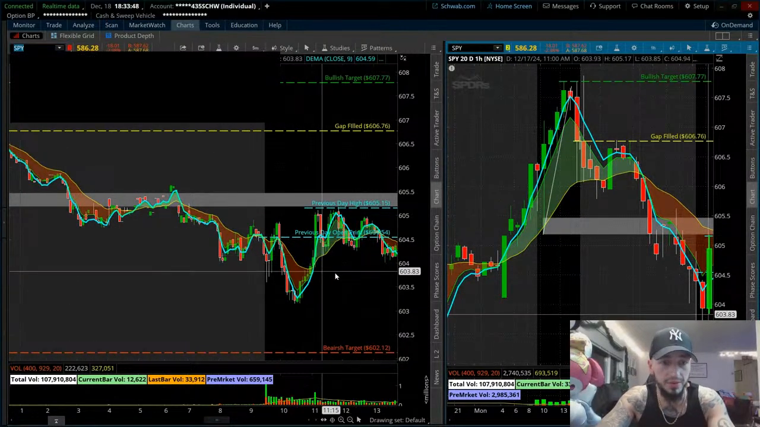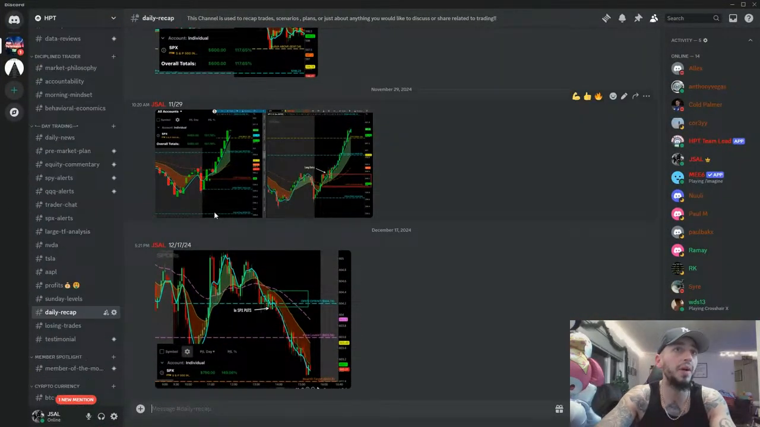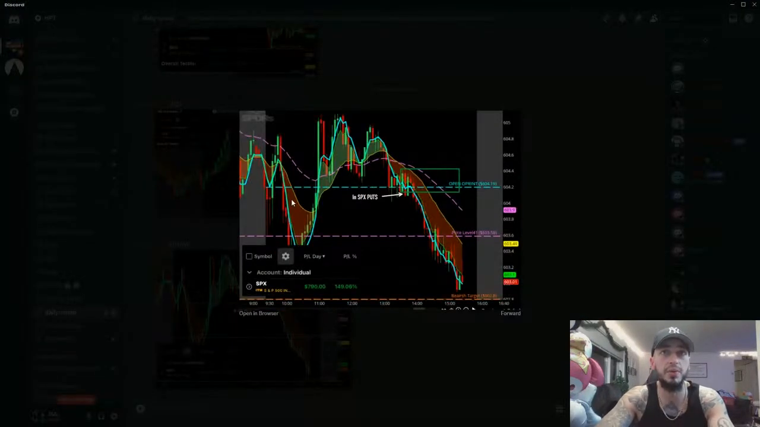Anyways, price comes up here to the previous day low. Let me whip out the Discord here and I will tell you guys exactly where I got in the trade. This was the trade right here. Quick little highlight, it was a 150% return, a complete banger here on SPX. Very simple. You can see I got in short right here, right before 2 o'clock, but I literally sat on my hands the whole morning.